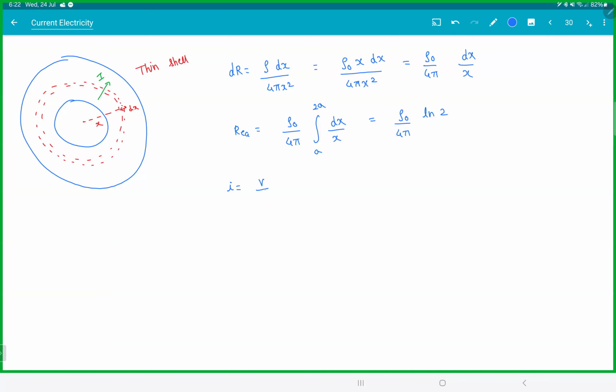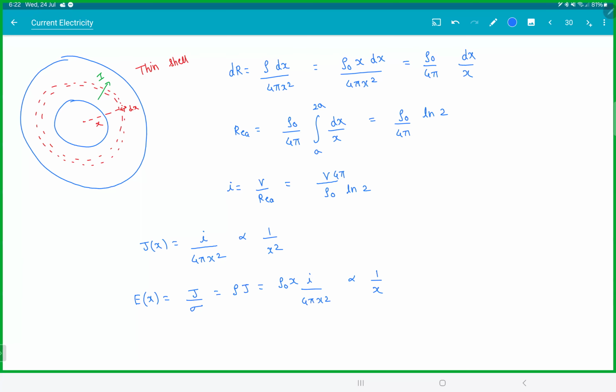Current is easy. V by R equivalent, V by rho naught by 4 pi ln 2. Current density is also easy. Current, which is constant, divided by area 4 pi x square. What is field? J is equal to sigma E, so E is J by sigma or rho into J. So that would be rho naught x into I by 4 pi x square. They can ask this as an integer question, that it is proportional to 1 by x, or that it depends on x power n, what is n.